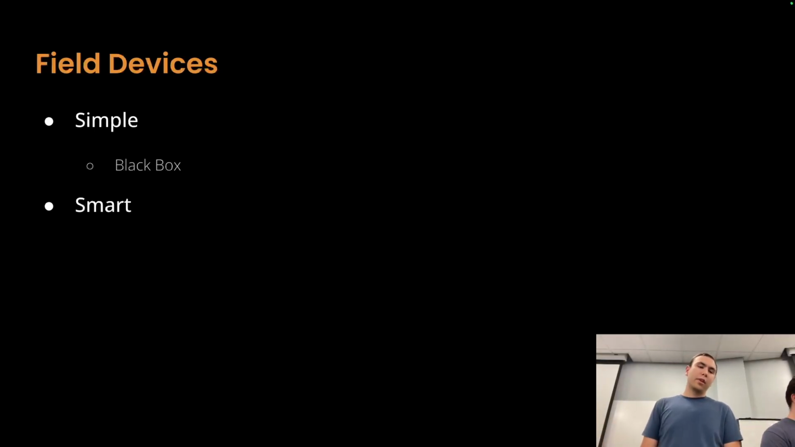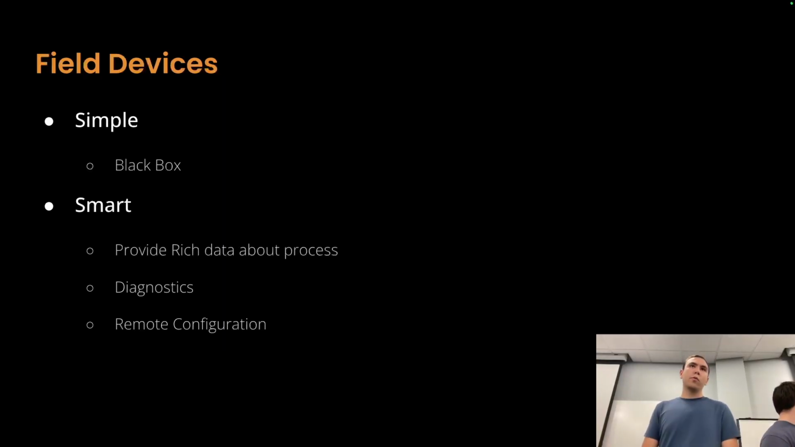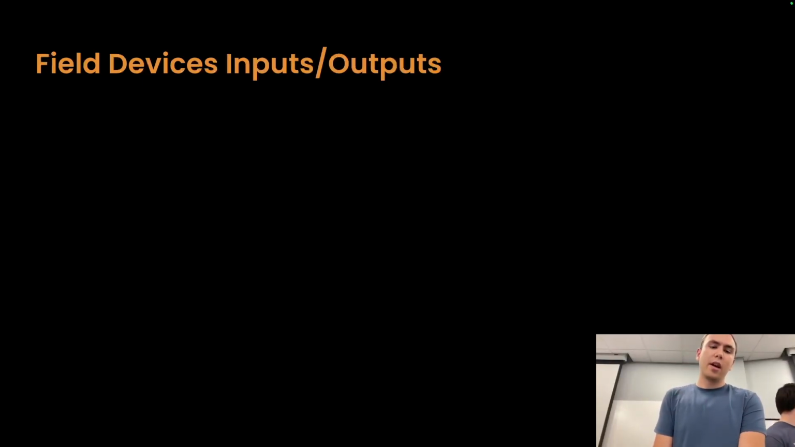The other category is smart. Simple and smart. Smart provides rich data about the process, can provide you multiple data points, kind of acting as multiple sensors, but it's one device. It also provides you diagnostics about the sensor itself. And you can also remotely configure them. That's great for security, but that's kind of the difference between the simple and the smart.